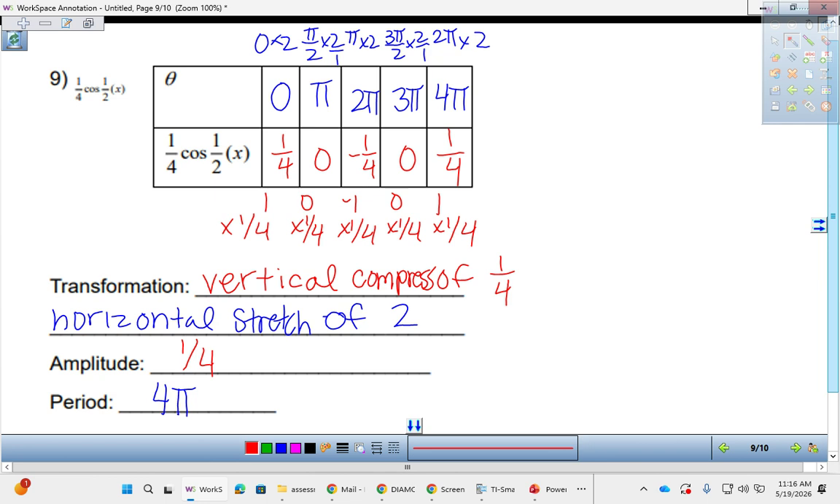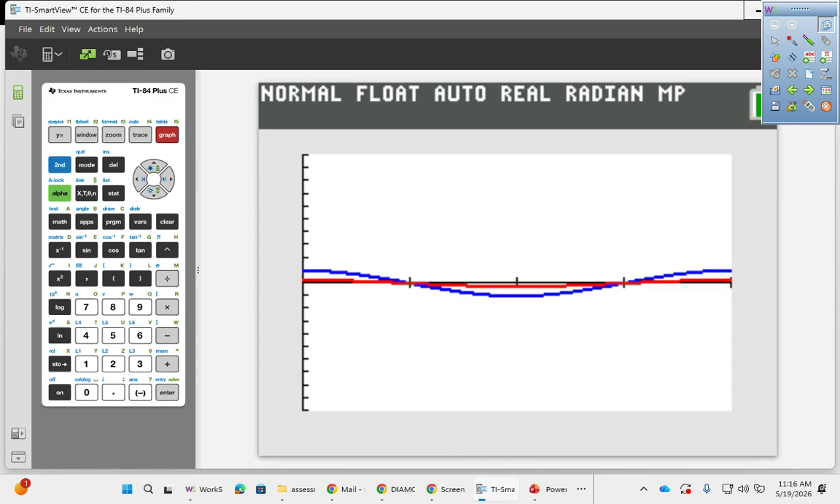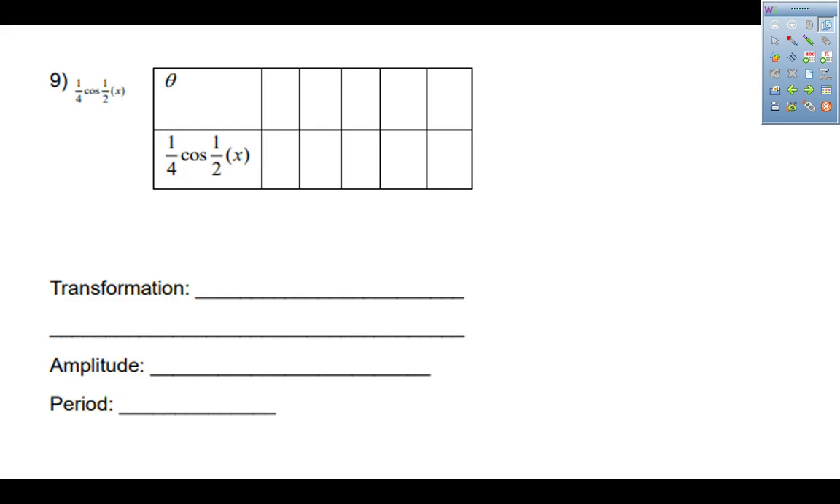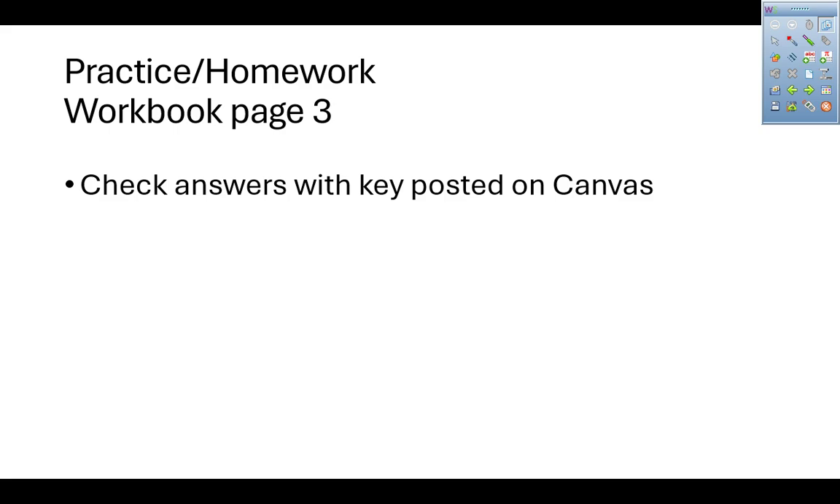So tomorrow we'll do left, right. The C value is the left, right, okay? If you want more practice, page 3 has more practice. I have it as practice/homework. I'm not gonna go around and check it, right? You can do it if you want. The key is on Canvas. That's completely optional. When you come in tomorrow, we'll do a warm-up. That's practice of what we did today, and then we'll do new stuff, and we'll continue that pattern.